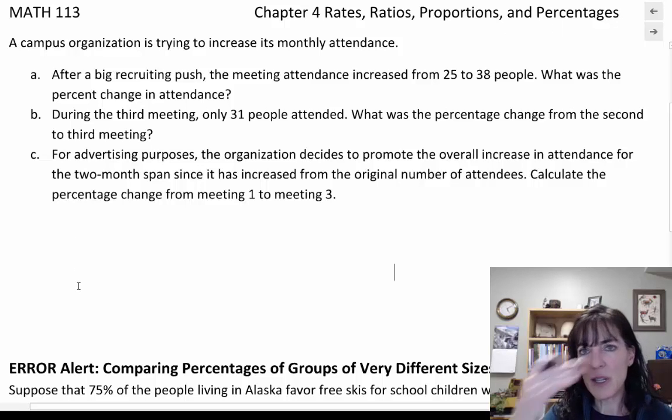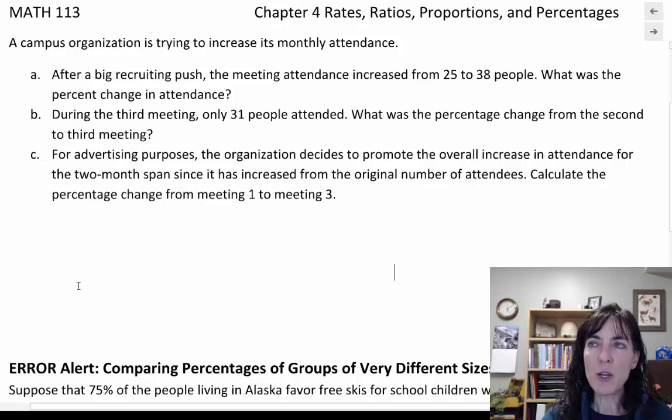So we also use it in the world for talking about percent increase for the number of people who did something, or at Eastern we use it to talk about our enrollments, like if our enrollment has risen, what percent did it rise by? These are all percent increases or decreases. So here's a campus organization. They're trying to increase their monthly attendance, and they did a big recruiting push, and the meeting attendance increased from 25 to 38 people. We want to know, what is the percent change in attendance?